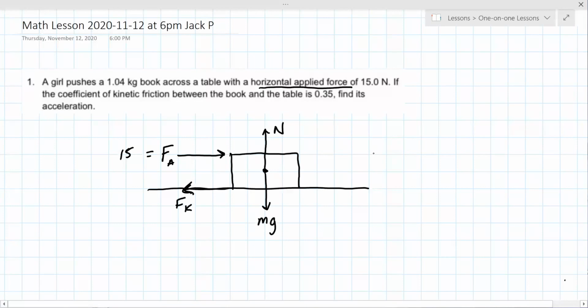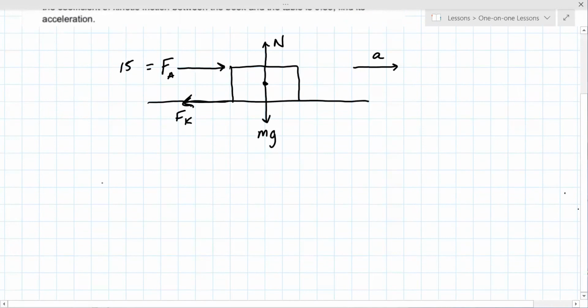Friction opposes motion, because the acceleration is going to the right, if there is any. So the first thing is you can say, sum of the forces in the x direction equals mass times acceleration. We'll choose right to be positive. So we have the force applied minus the force of kinetic friction equals mass times acceleration.